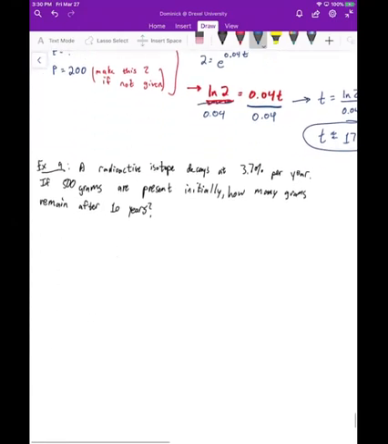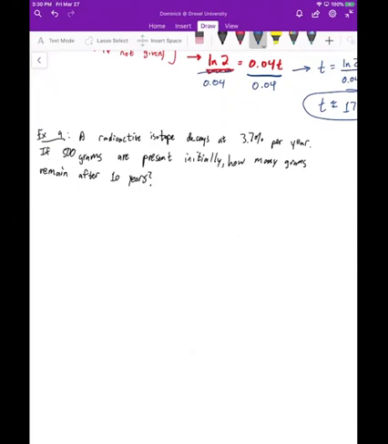Okay, so in the next example, we're told that a radioactive isotope decays at negative 3.7% per year. If 500 grams are present initially, how many grams remain after 10 years? Again, we need to use our exponential growth and decay formula. We're starting with 500 grams, so that's P0.